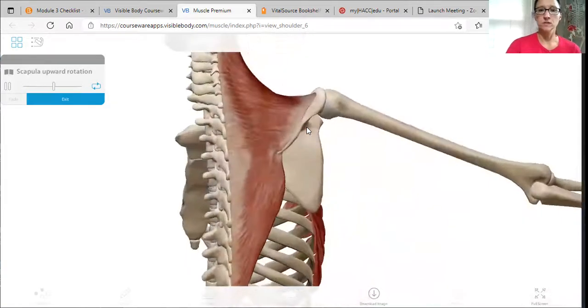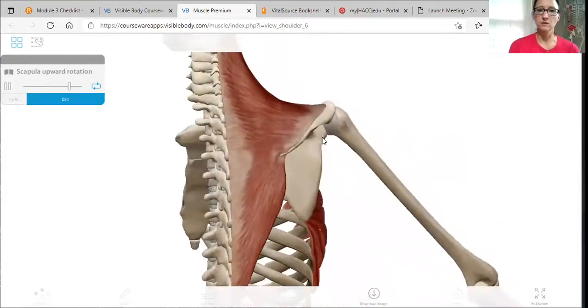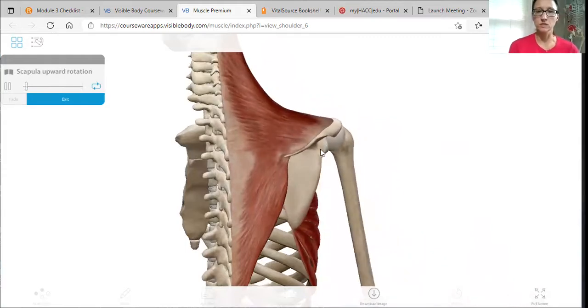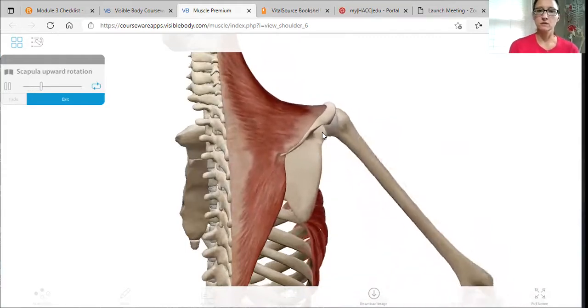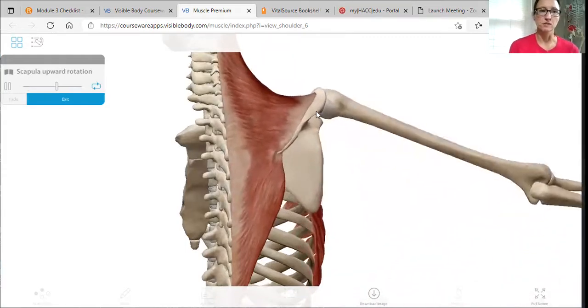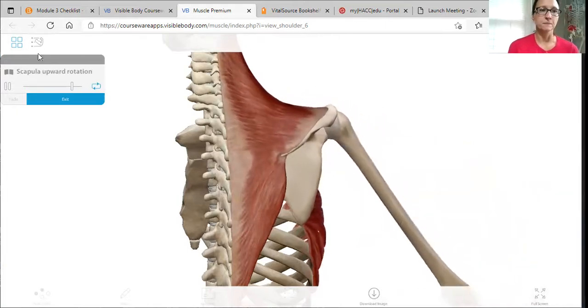Let's move this around so you can see. That's upward rotation. See how the glenoid ends up pointing towards the ceiling. Right, there it goes. Upward rotation. Excellent.